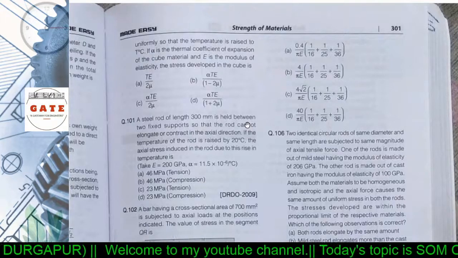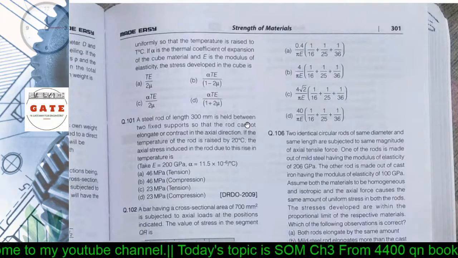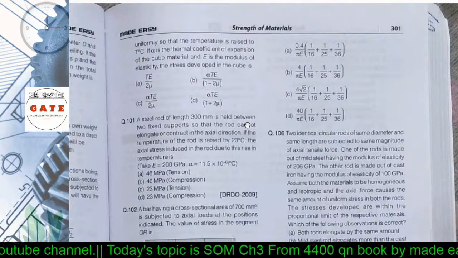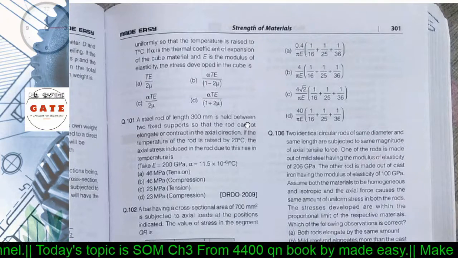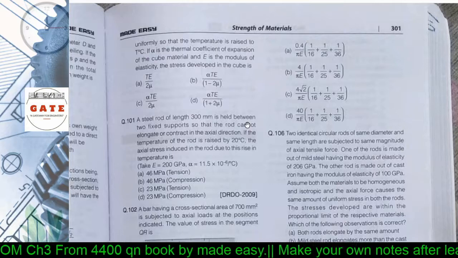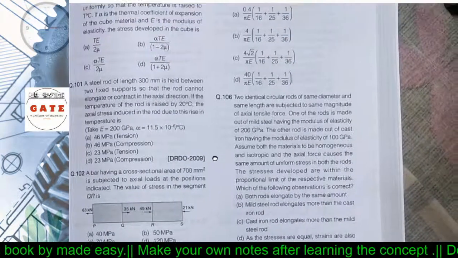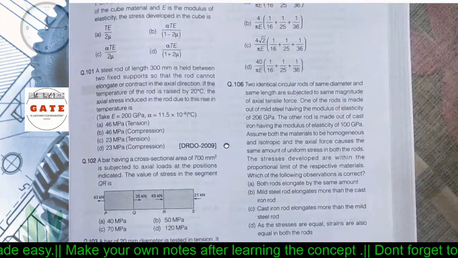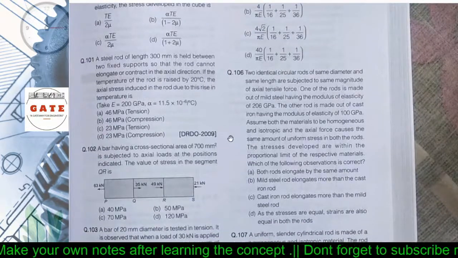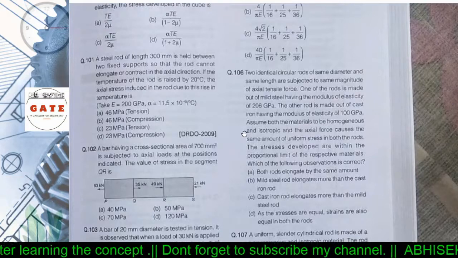Okay, so 105 option will be D. Simply you have to do 4 PL upon pi E into 1 by d1 square plus 1 by d2 square plus 1 by d3 square. Bas, this much you have to do. So 105 solved.